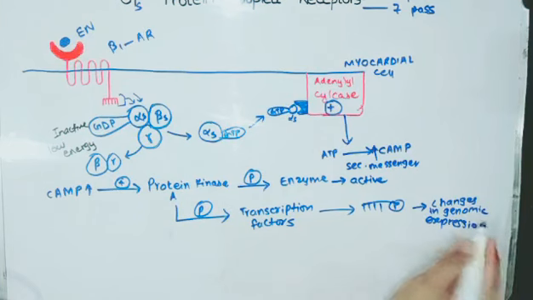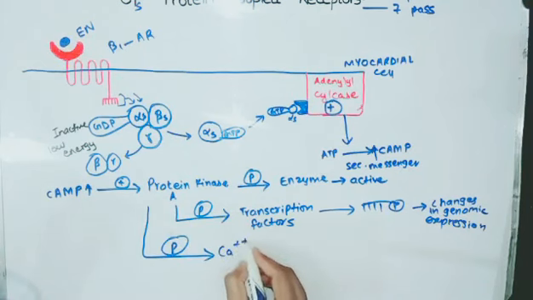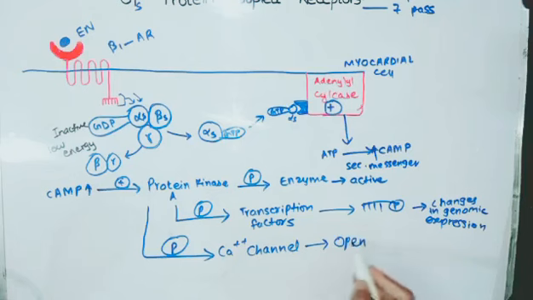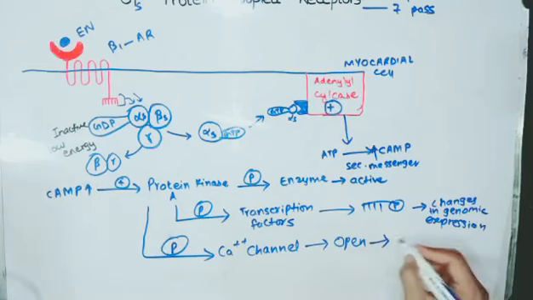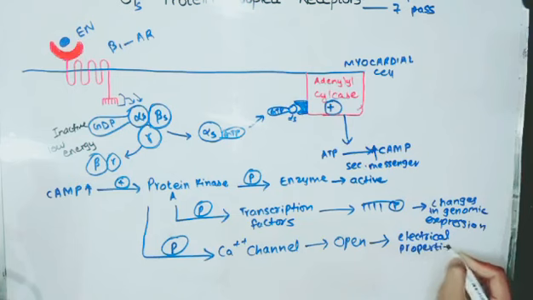Or for example, they phosphorylate some kind of ion channel, and that ion channel will be activated in response. For example, here it phosphorylates a calcium channel. So that calcium channel will basically open, and there will be an influx of calcium inside the cell, and it will change the electrical properties of the cell.